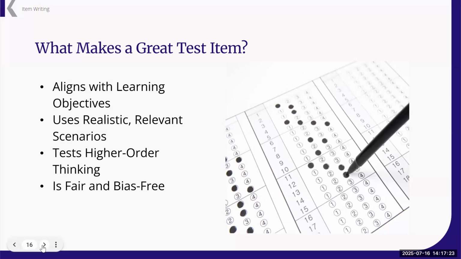And finally, it's fair and bias-free. Every student, regardless of their background, should have equal access to the item. And that means avoiding cultural references, stereotypes, or assumptions that could confuse or disadvantage learners. It also means writing in clear, neutral language that focuses on competence, not trivia.